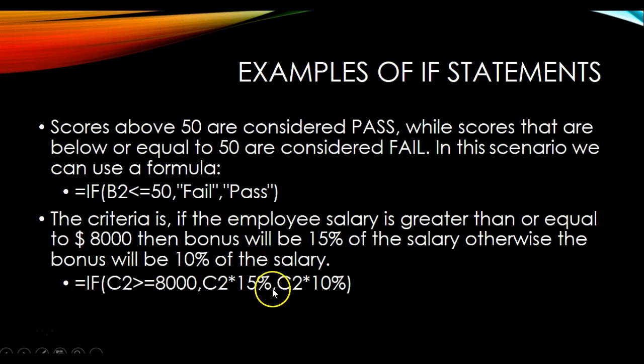Put a comma because it is the otherwise. If it's not true, then it's false. So if my employee salary is less than 8,000, then I'm going to take my salary over here, C2, and multiply it times 10%. I hope you get that. It's really, really easy. But if you struggle with it, please let me know, and I will come help you and explain it to you differently.